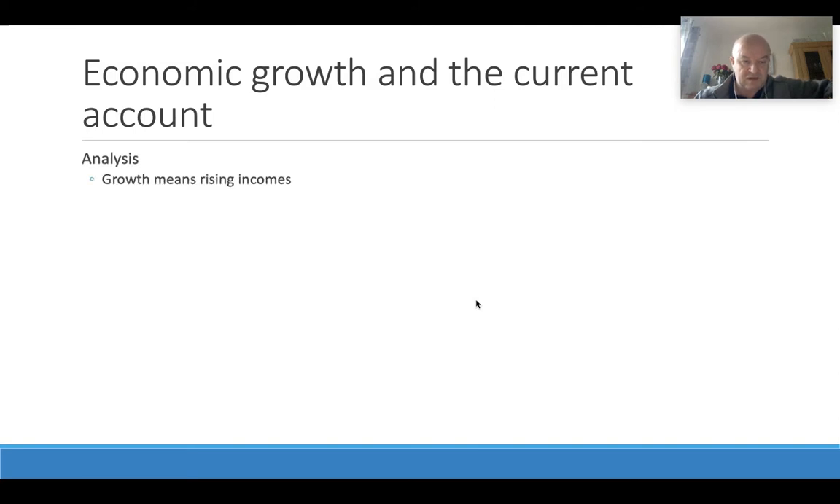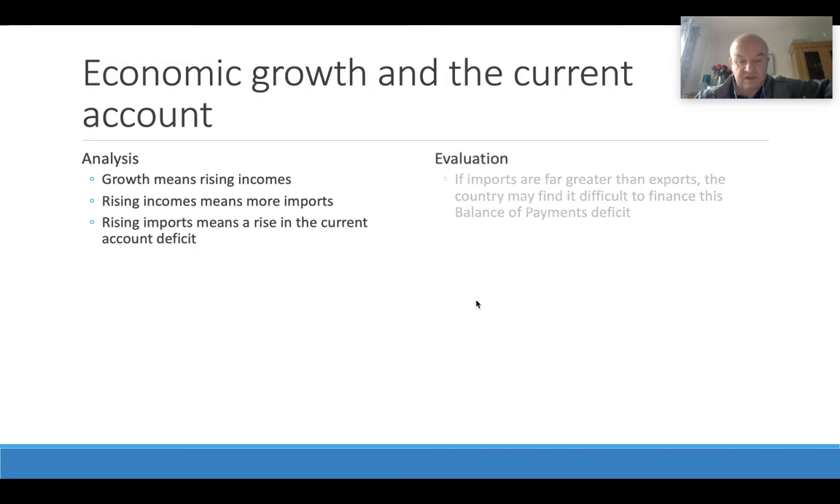So if we take a look at analysis, as we've mentioned before, growth clearly means higher incomes. Rising incomes means more imports. Rising imports is going to mean a rise in the current account deficit. Now if we're going to evaluate that, the effect is that if we've got imports that are far greater than exports, a country might find it difficult to finance this balance of payments deficit.